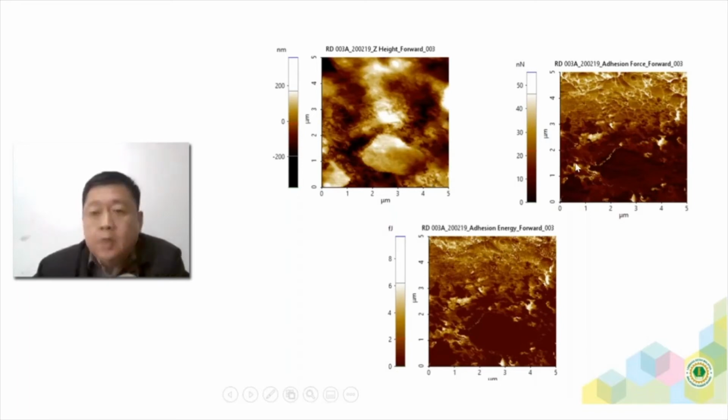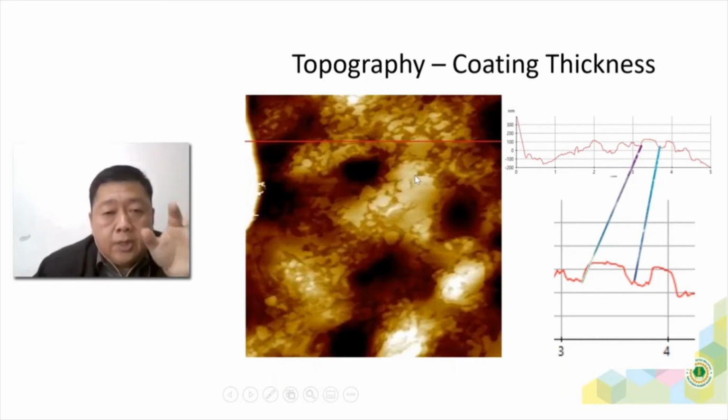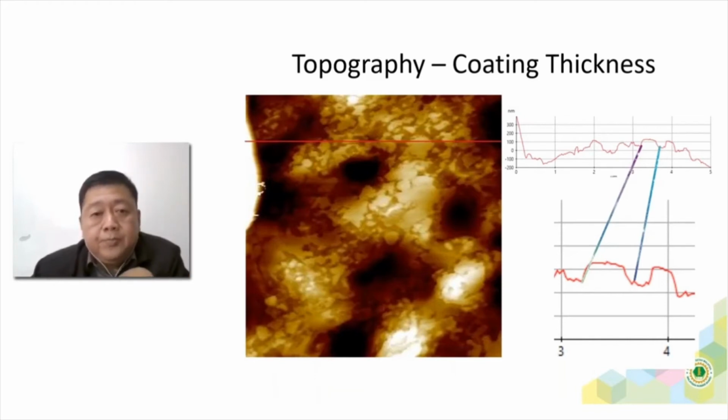Okay, so this is another sample. We tested two samples here, and this sample is better than the first sample. As you can see, if I cross a line, there's a line profile here, and it shows that the thickness of the coating is around 100 nanometers as well, 100 or 120, something like that. It's similar to the first image.